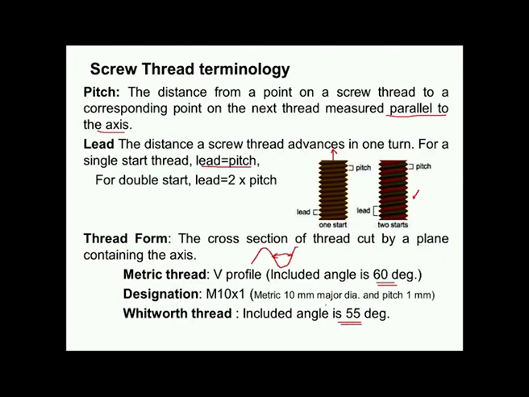And how are these screw threads designated? The metric threads are designated in this fashion. One example is shown here, M10 times 1. So, M indicates that the thread is metric type, and 10 indicates 10 mm major diameter, and this 1 indicates a pitch of 1 millimeter.